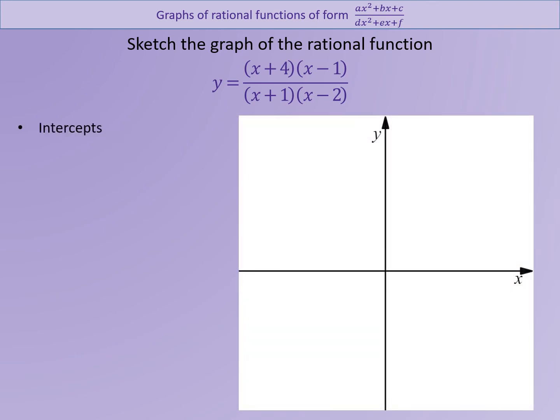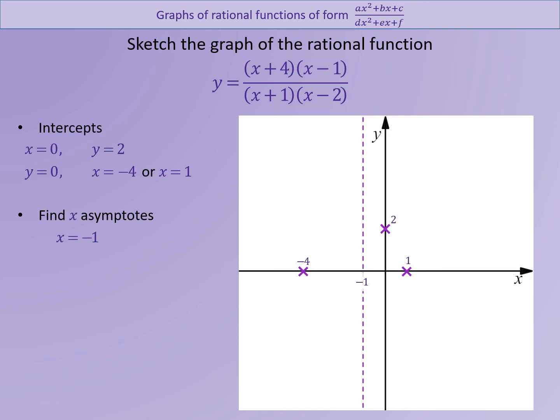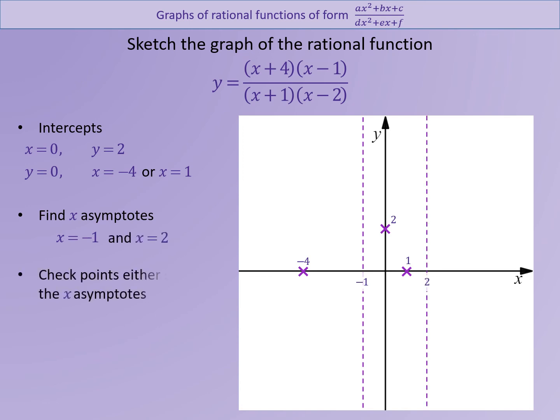Okay, so take a look at the intercepts first of all. So when x is equal to 0, y would be equal to 2, and when y is equal to 0, we have x is minus 4 and 1. Then the x asymptotes, so we're looking at the denominator of this function first of all, so we have x is equal to minus 1 and x is equal to 2, so we can draw those on.